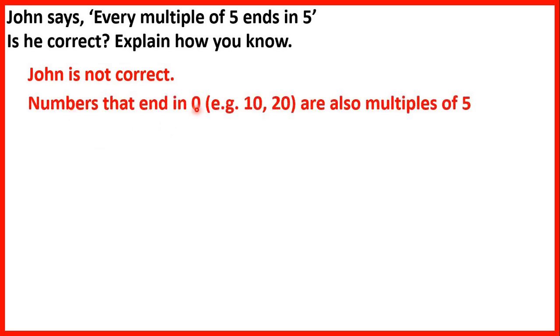Numbers that end in 0, for example 10 or 20, are also multiples of 5, because 10 and 20 are in the 5 times table. It's not just numbers that end in 5. So if what they've said is wrong, for explain how you know questions, you can just give an example. So here you could write: 10 is a multiple of 5, but it doesn't end in 5, so John is not correct.